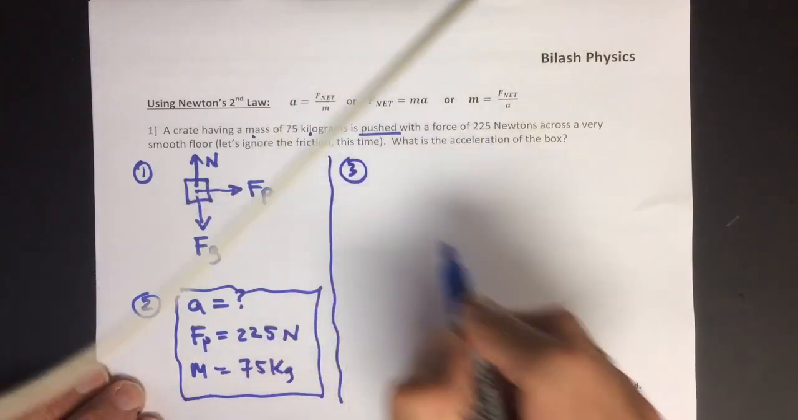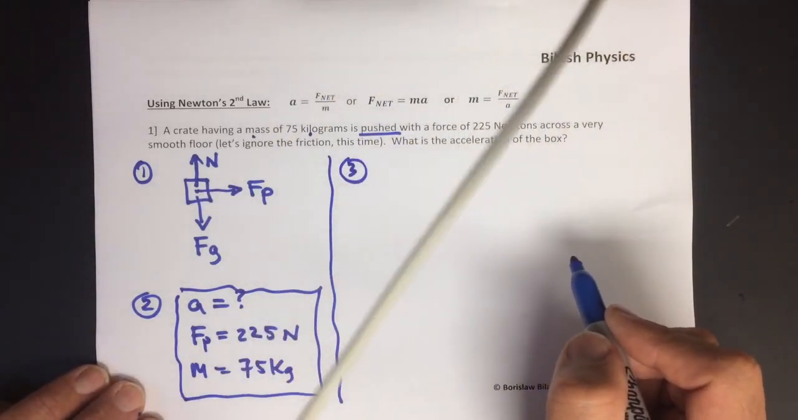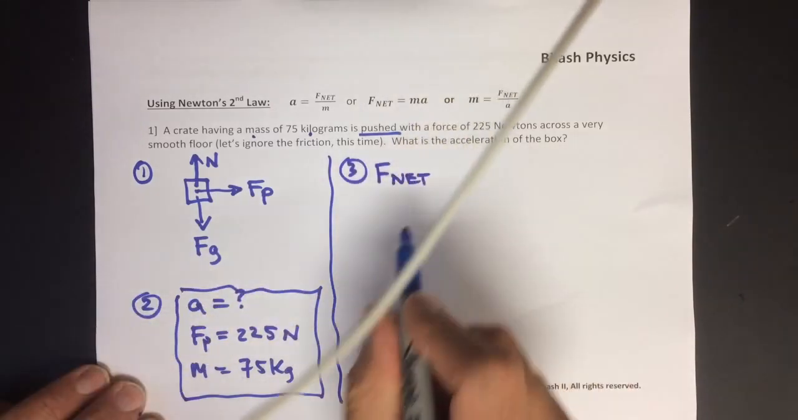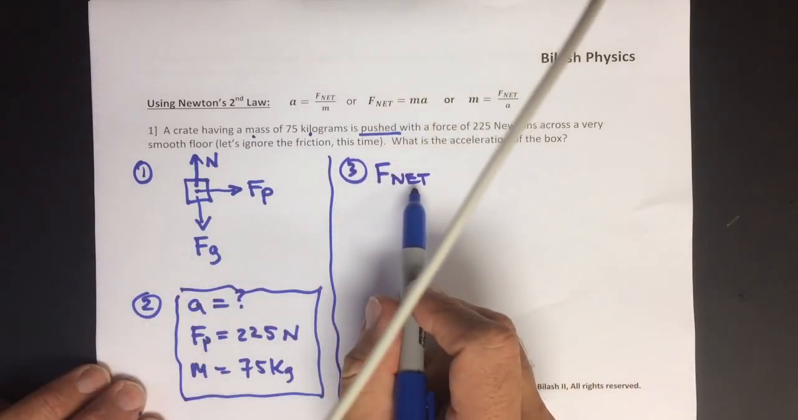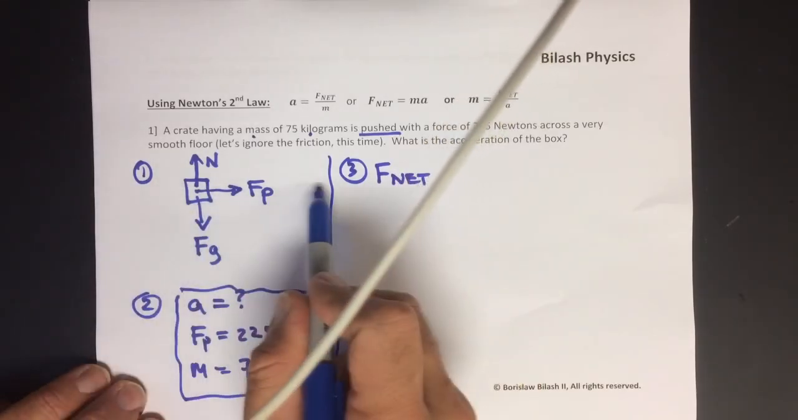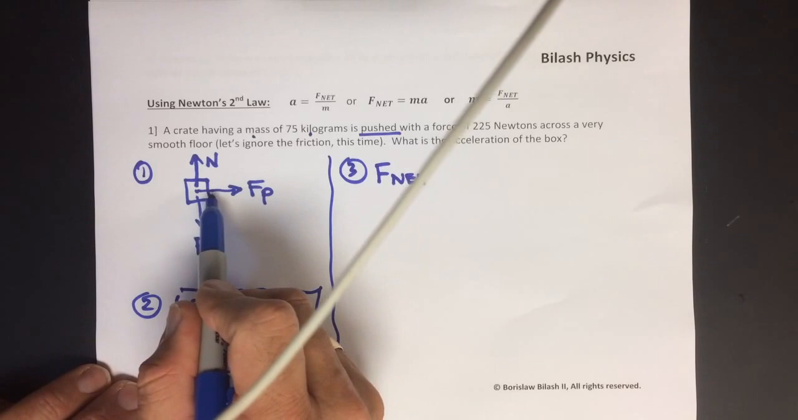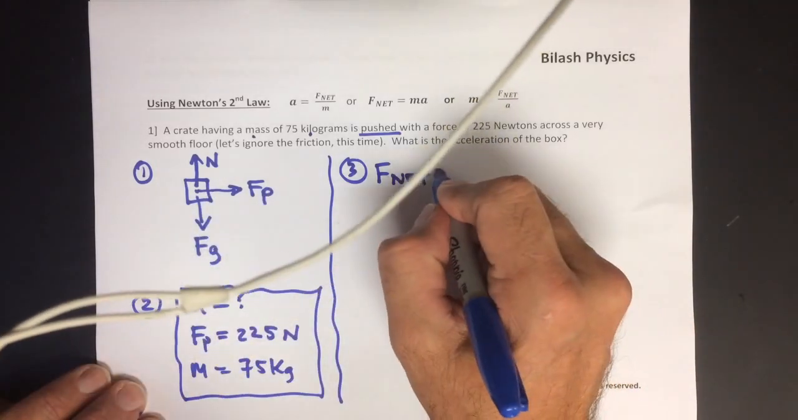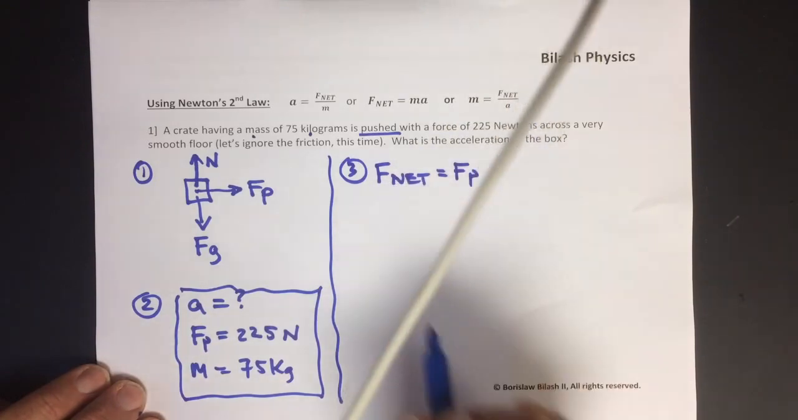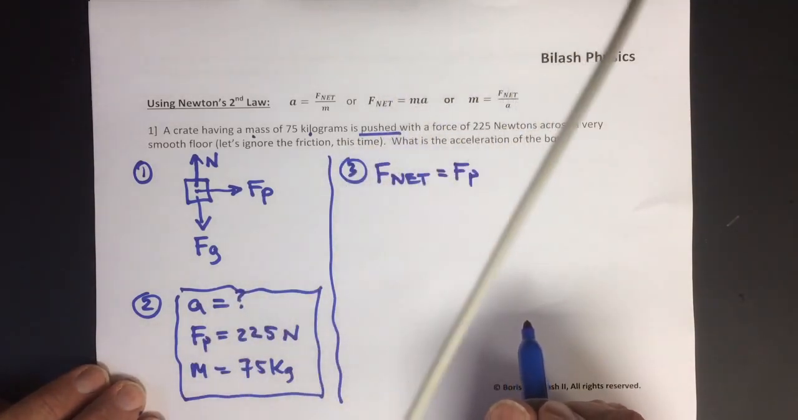Step three, we're going to identify what the net force is. So the net force would be the sum of the forces in a particular direction. Since we're talking about horizontal, in this case, we see that there's only one horizontal force. So this is relatively simple. F net is just equal to the push force.